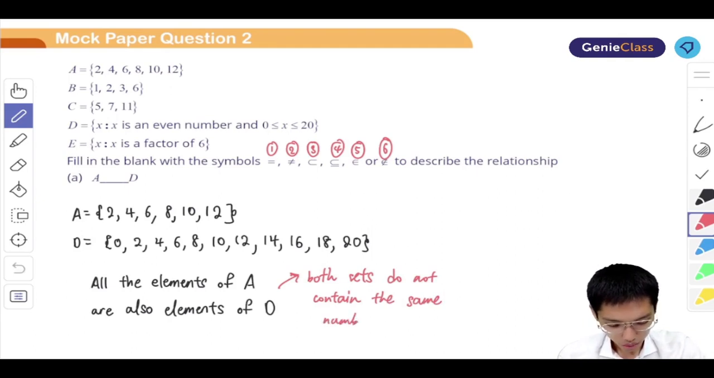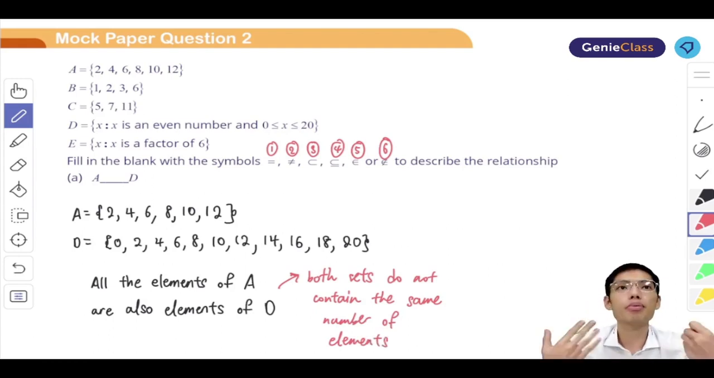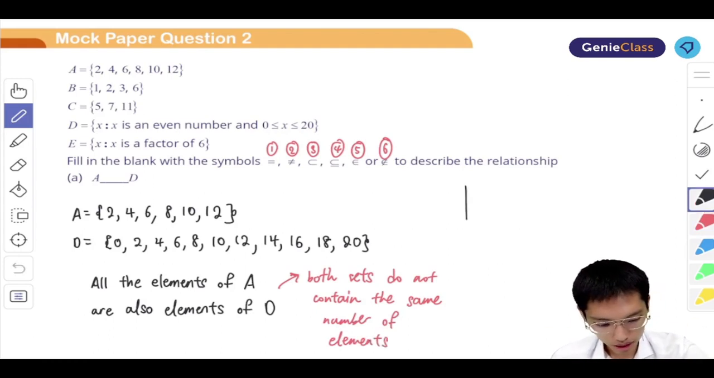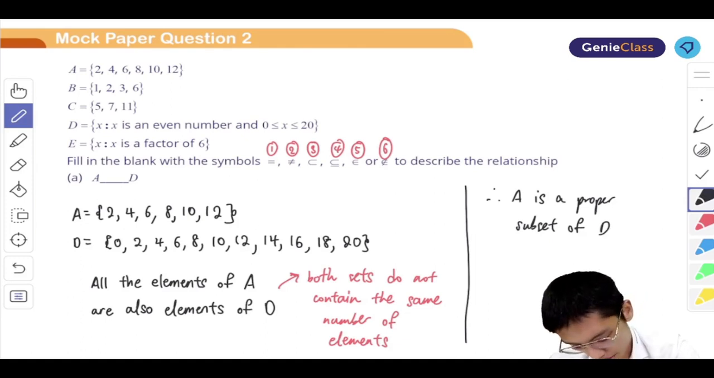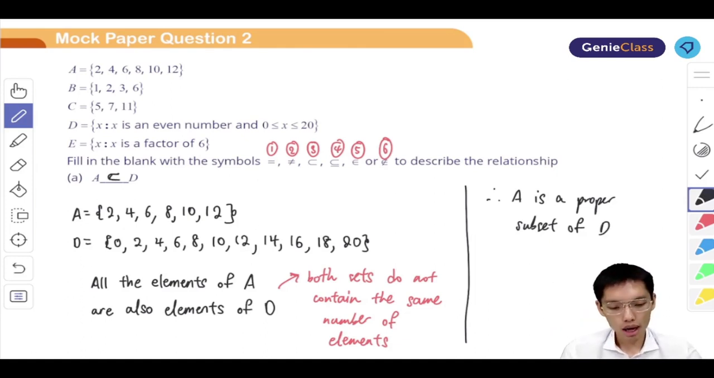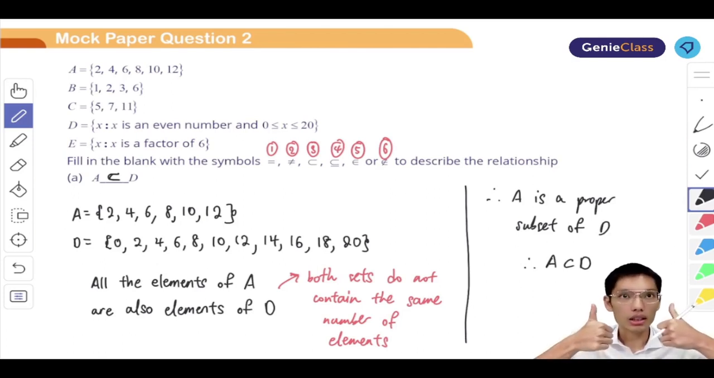So therefore, when we fill in this, it is actually a proper subset. Thing to take note, it is a proper subset. So we say A is a proper subset of D, and we fill in this symbol over here. Proper subset is the one without the equal sign. Subset is the one with the equal sign. So that's one thing you have to take note of. Very, very important. Any queries over here?